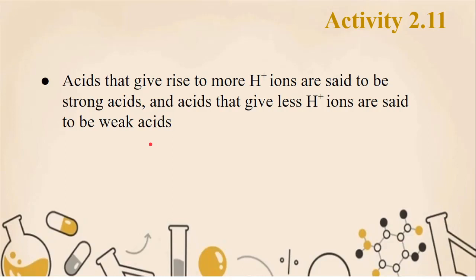How can we define it by the alternate process? If H plus ions are fewer, then we can say it is a strong base, and if H plus ions are more, then we can say that it is a weak base. You can also define the strong and weak base in terms of OH minus ions.